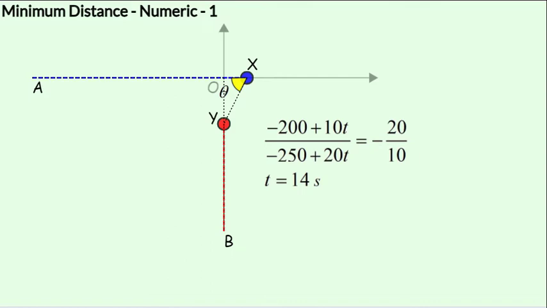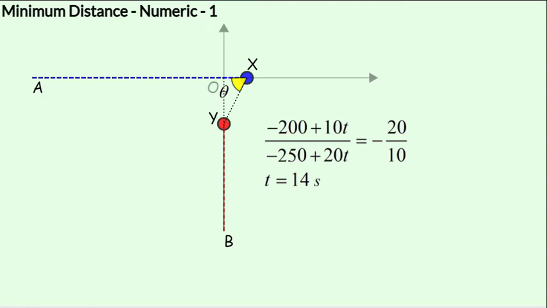Now if B was stationary and A was moving to the right, then we can say that the minimum distance condition would occur when A was vertically above B. But here both are moving, and that too with different speeds, so we cannot make that prediction in this case.